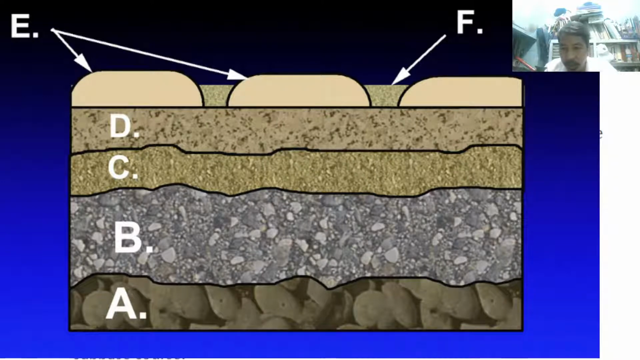Because letter C is base course, letter D paver base, letter E paver, letter F fine-grained sand. So the base is actually letter C, base course, but it also involves D, E, F. So C, D, E, and F, those are the base. Usually it is just C, D, but in this particular example, C, D, E, F. So that is what we mean by base. Sub-base, letter B; base, C, D, E, F.